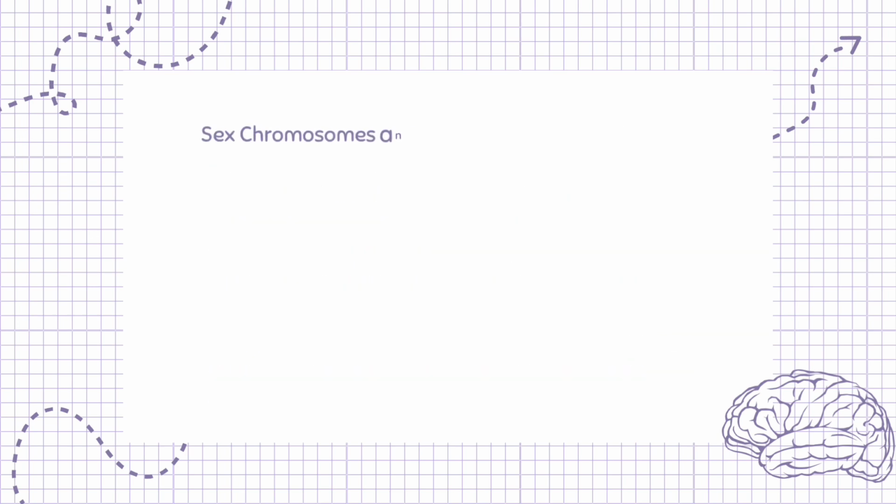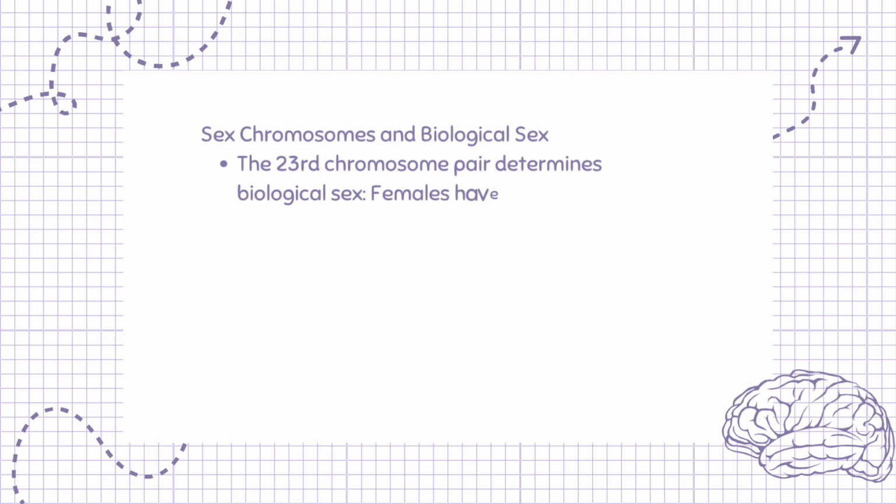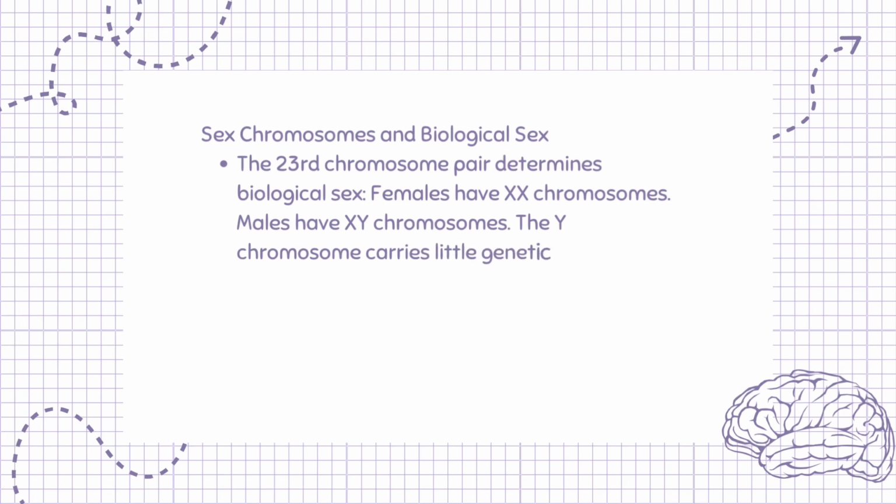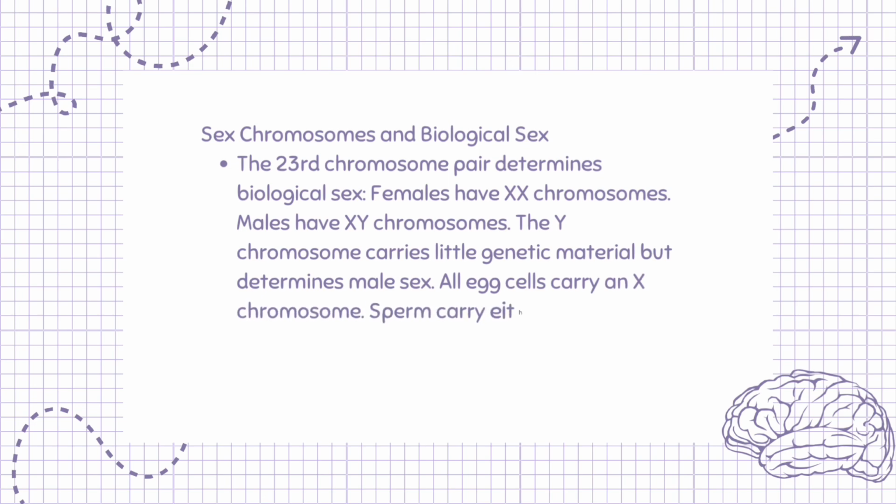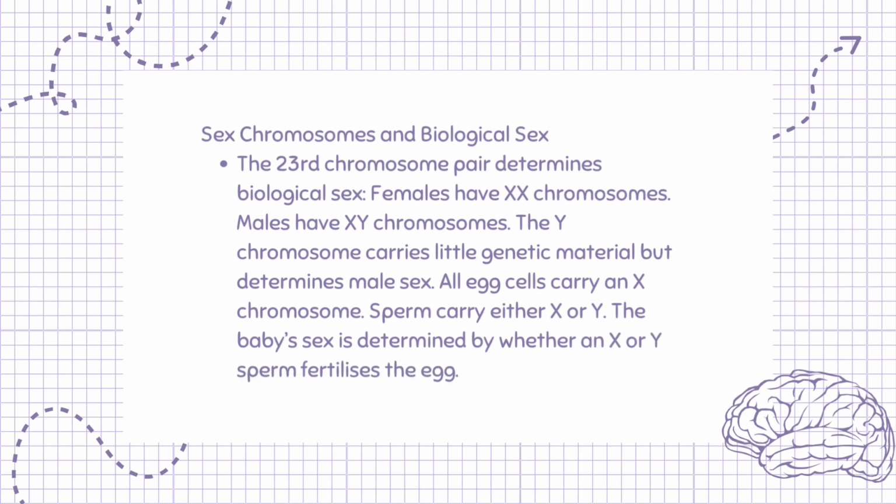Sex chromosomes and biological sex. The 23rd chromosome pair determines biological sex. Females have XX chromosomes. Males have XY chromosomes. The Y chromosome carries little genetic material but determines male sex. All egg cells carry an X chromosome. Sperm carry either X or Y. The baby's sex is determined by whether an X or Y sperm fertilizes the egg.